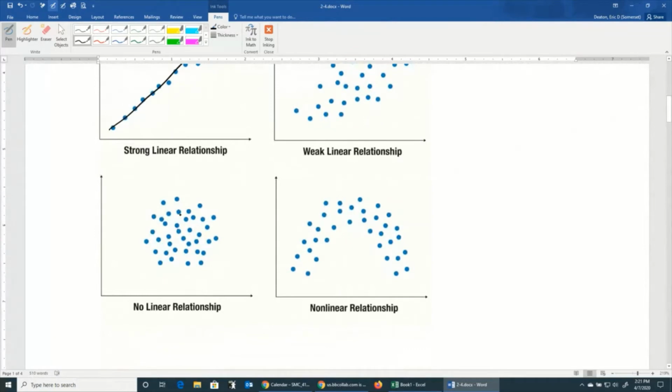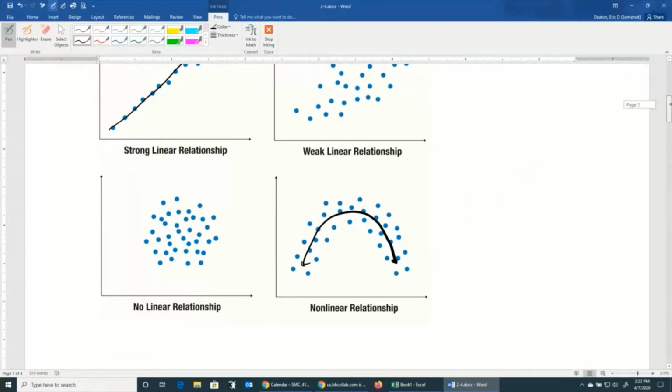This one's just a bunch of clusters, dots in the form of circles. So that one, you can see there's no linear relationship. And then something that follows a different curve altogether. This is called a parabola. That's a non-linear relationship. It's actually a quadratic, if you've had college algebra before.